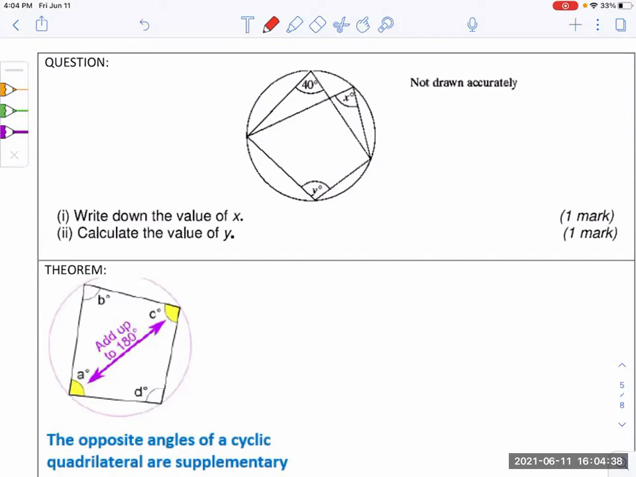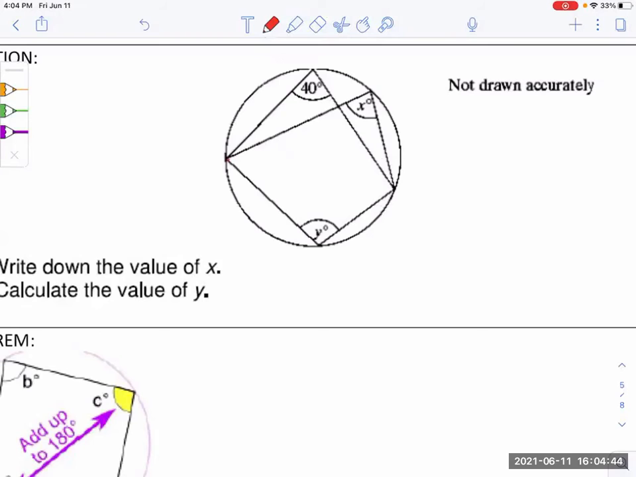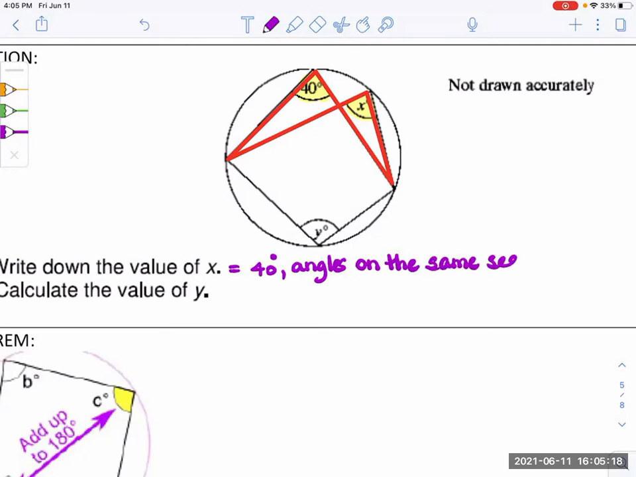You all ready? Yeah. All right. Remember this shape here says angles on the same segment are equal. So what is the measure of x? 40 degrees. Right? x is 40 degrees. And the reason is angles on the same segment are equal. All right, that was one part.